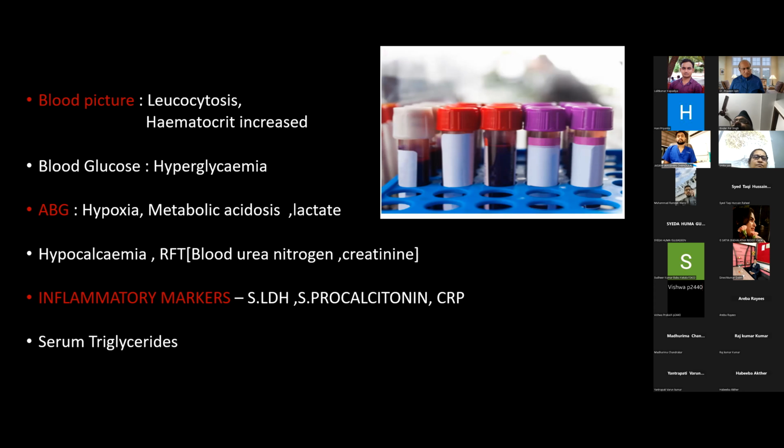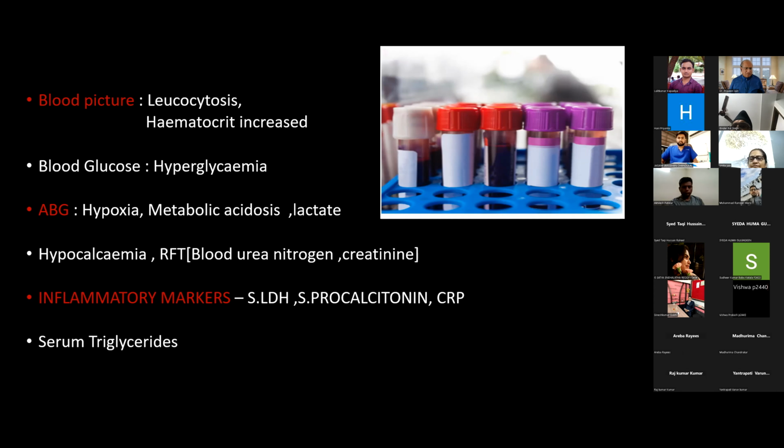And the most common electrolyte abnormality is hypocalcemia, mainly due to intraperitoneal saponification of calcium by fatty acids in the area of fat necrosis. And due to this hypoperfusion, kidneys also get affected. So there is increased blood urea creatinine ratio and also blood urea nitrogen levels. As this is an inflammatory process, all the inflammatory markers like serum LDH, procalcitonin, and serum CRP get elevated. As we discussed, serum hypertriglyceridemia is a cause of acute pancreatitis. So in order to rule that out, we need to order serum triglycerides.